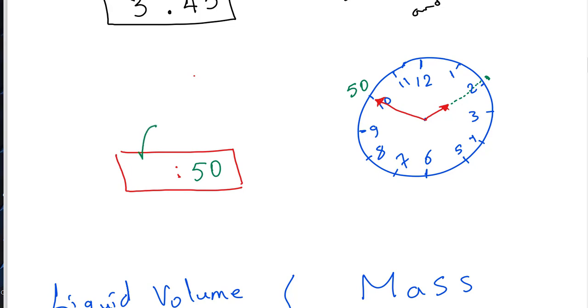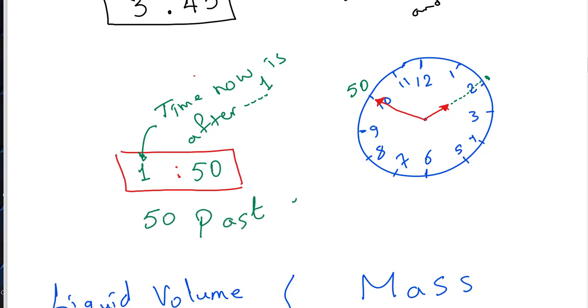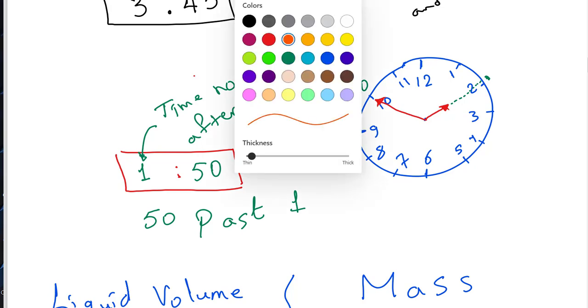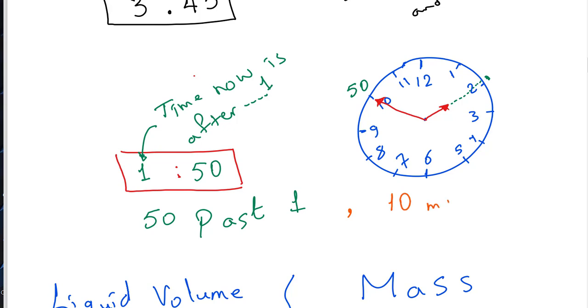So I write here that the time now is after what? After one, not after two. It's after 1 o'clock. And after 10 minutes, it will be 2 o'clock. So we can say that this is 50 past 1. And also we can read it that we need 10 minutes. I forgot here to write 15 minutes. This is 50 minutes. 10 minutes to 2 o'clock. So we can use it like this or like this.